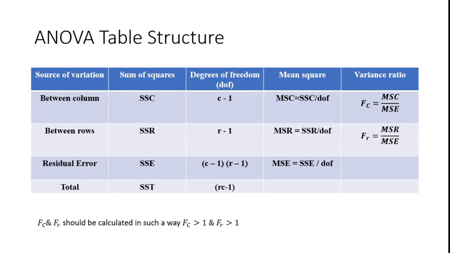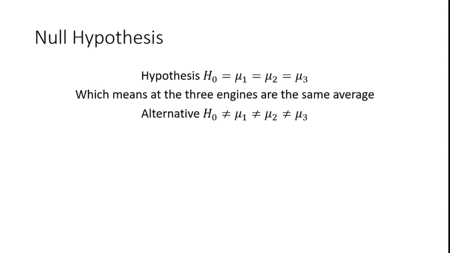In that, the null hypothesis. For example, I may consider n number of inputs and n number of responses. But how much do my inputs contribute to my responses? This is the null hypothesis. How can I fix my null hypothesis? For example, according to this problem, I consider three parameters, meaning three engines. Three engines means how do I fix my null hypothesis, which means the three engines have the same average, so I introduce H naught equals mu1 equals mu2 equals mu3.